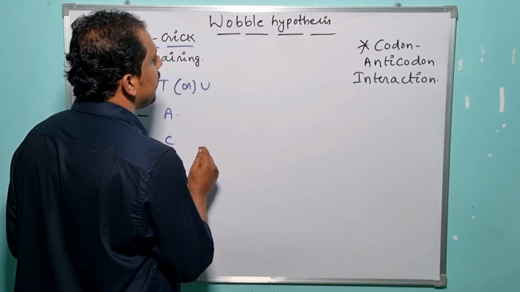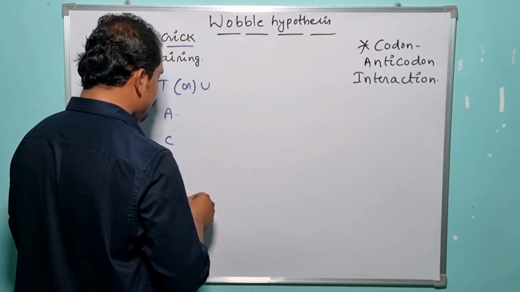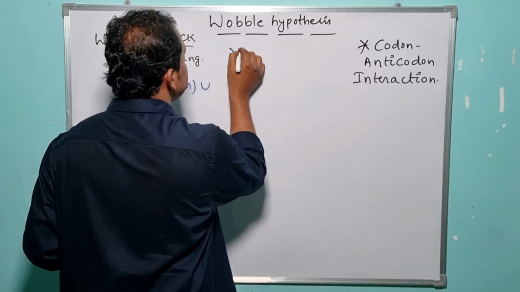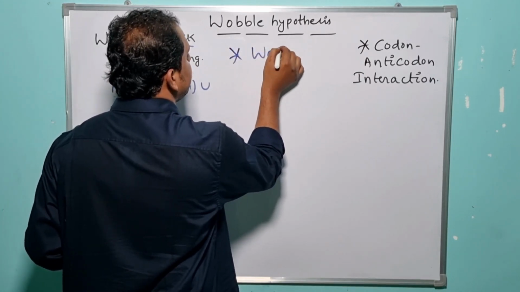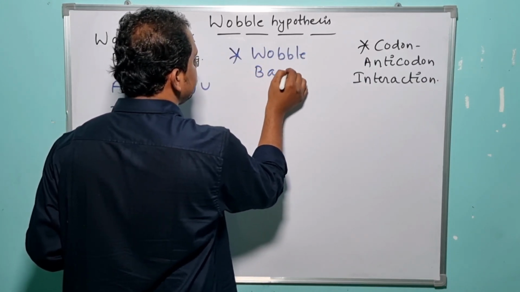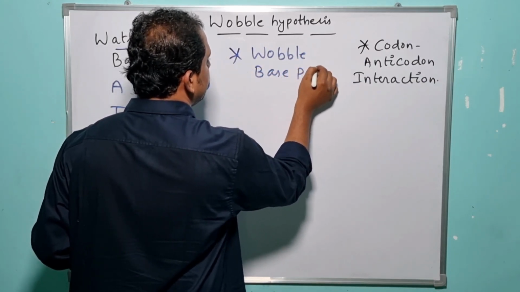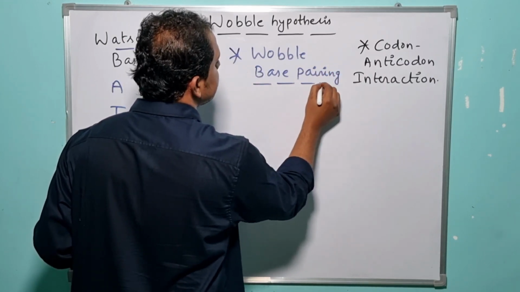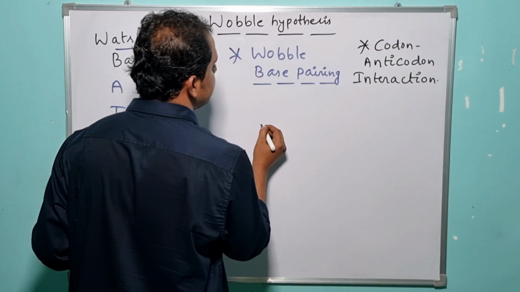And that specific unusual base pairing is nothing but what? Wobble base pairing, right? So let me write it here. What is it? Wobble base pairing. So here let me present you the various nucleotides which obey the wobble base pairing, right?